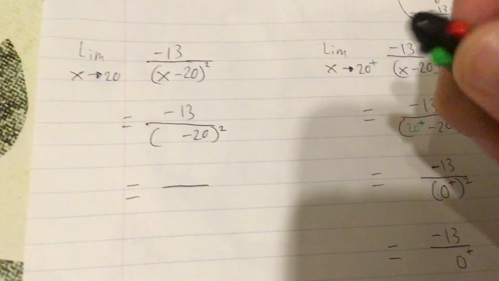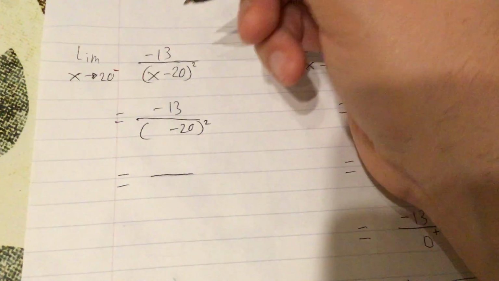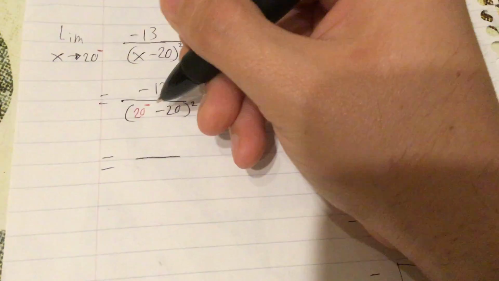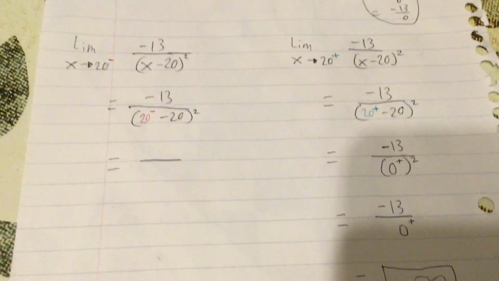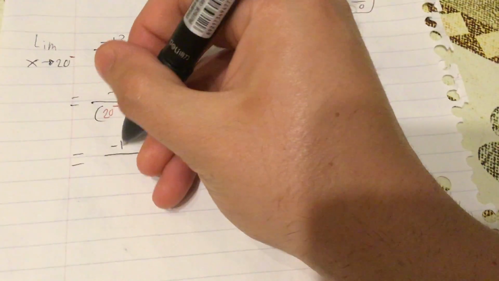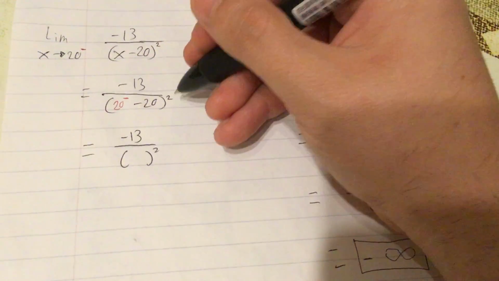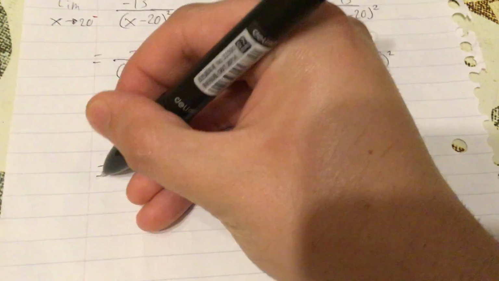And now I'm going to apply the left-hand limit. Again, this is 19.9999999. So if I plug in 19.9999999 minus 20, am I going to get barely positive or barely negative? I get barely negative, but hold on, I forgot to square it. So I still got negative 13 on the top.